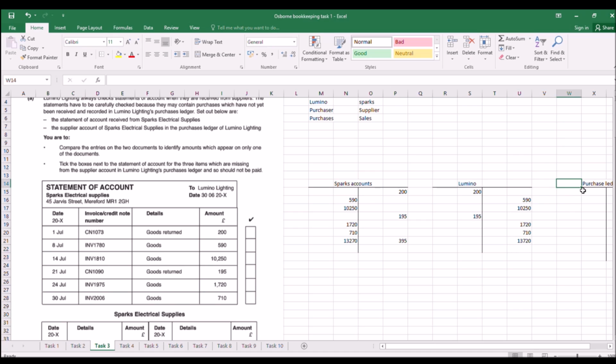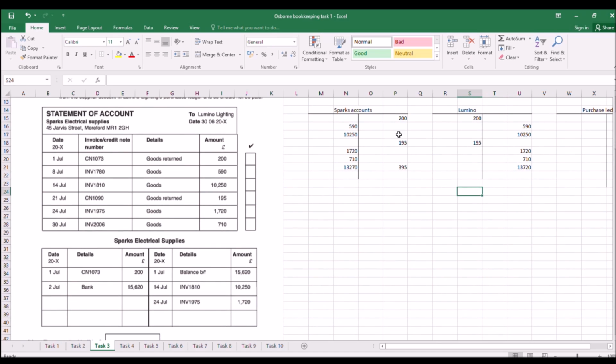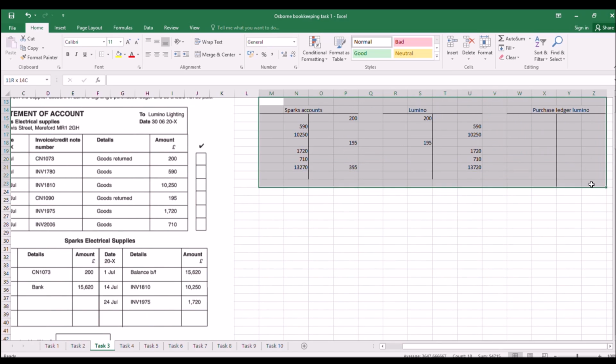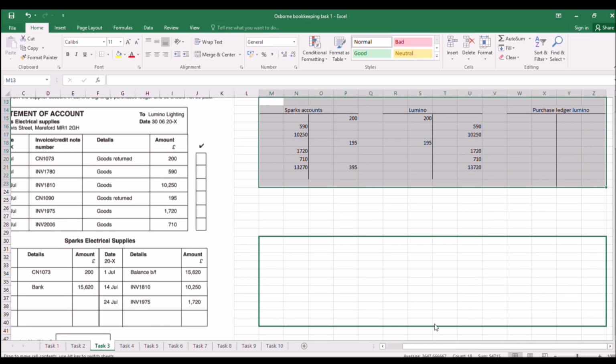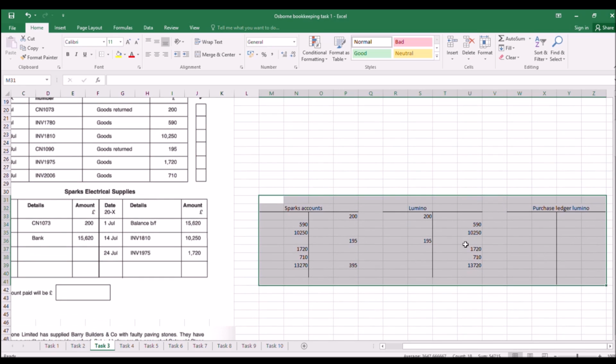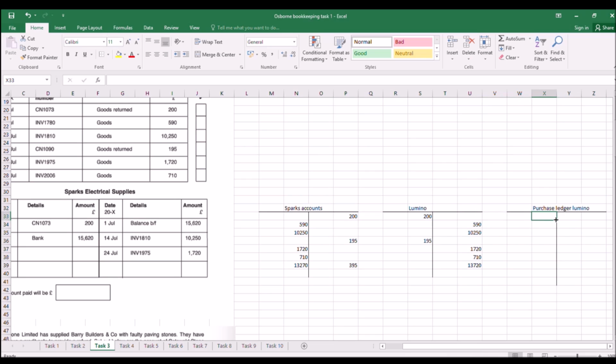Let's actually see what we've got in here. Now let's move this down, see what we've actually got. We've got this 200, and we're missing a bank. We've not seen that.